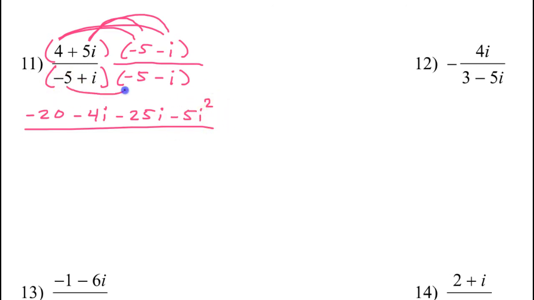I will do the same thing in the denominator. I must double distribute. So first multiply everything by negative 5. So that's going to give me, whoops, almost put negative something, but this is going to be positive 25, and then positive 5i. And then now I'm going to multiply it by i. So that's going to give me negative 5i minus i squared.